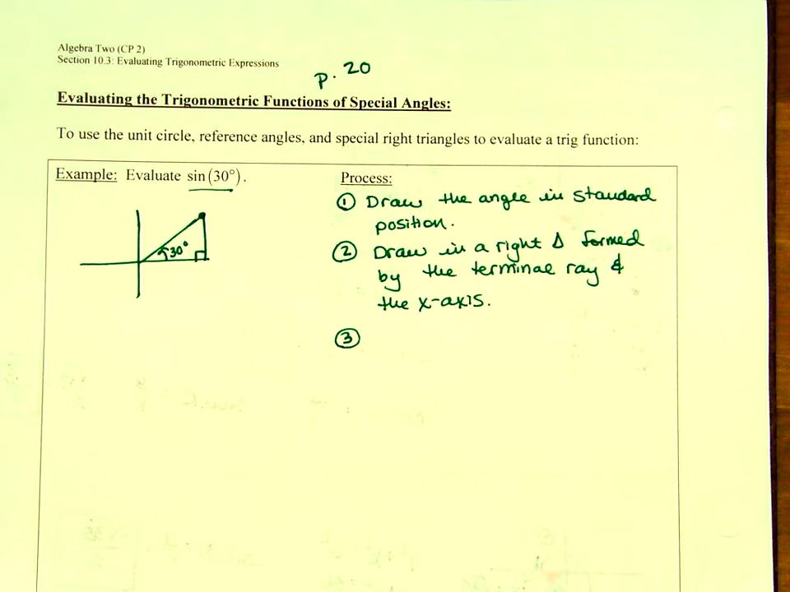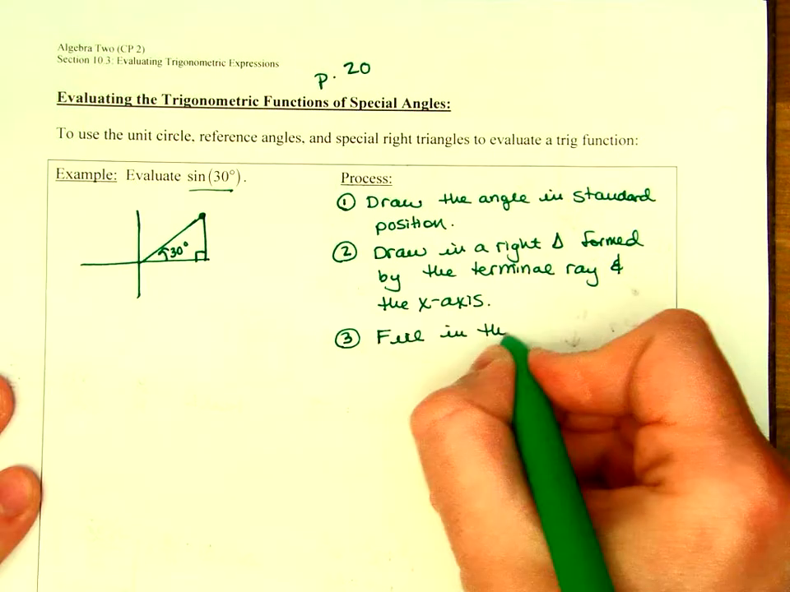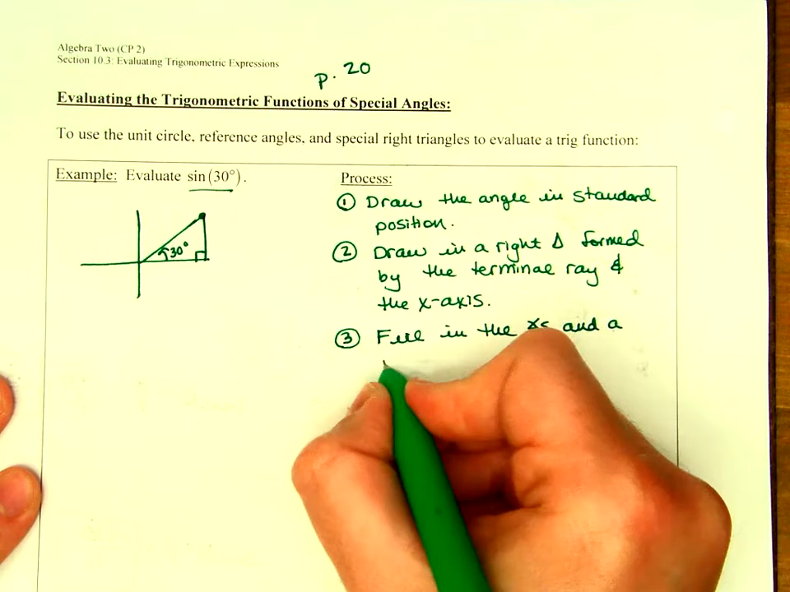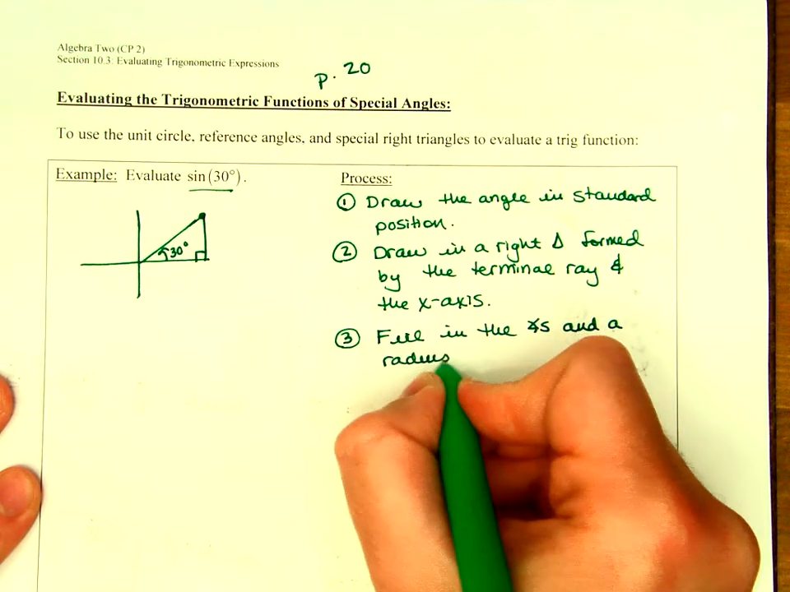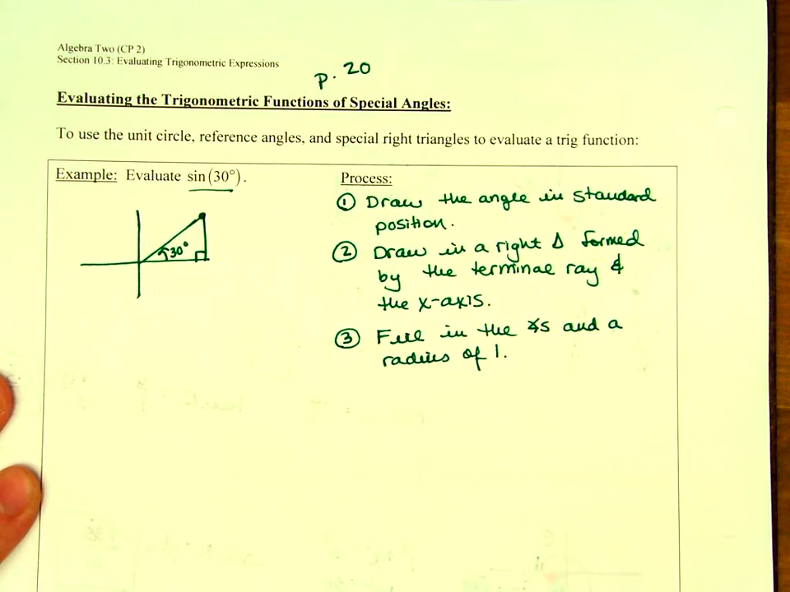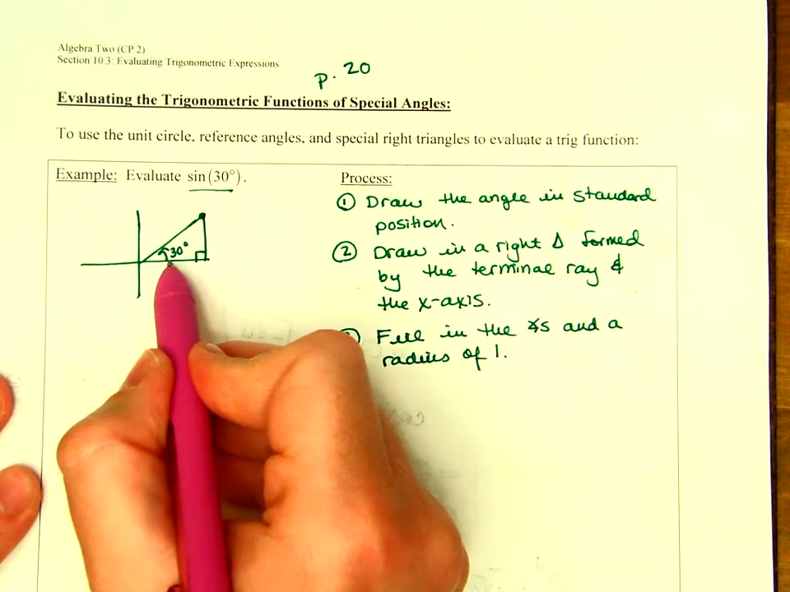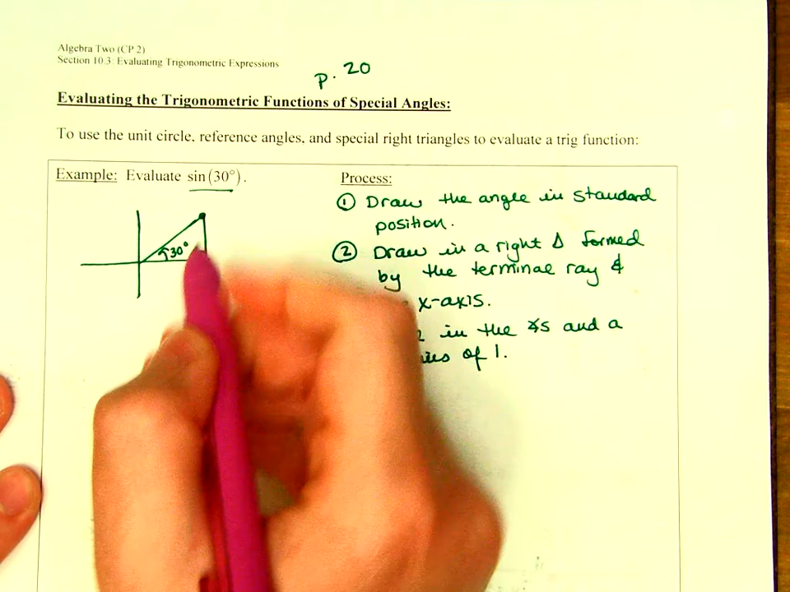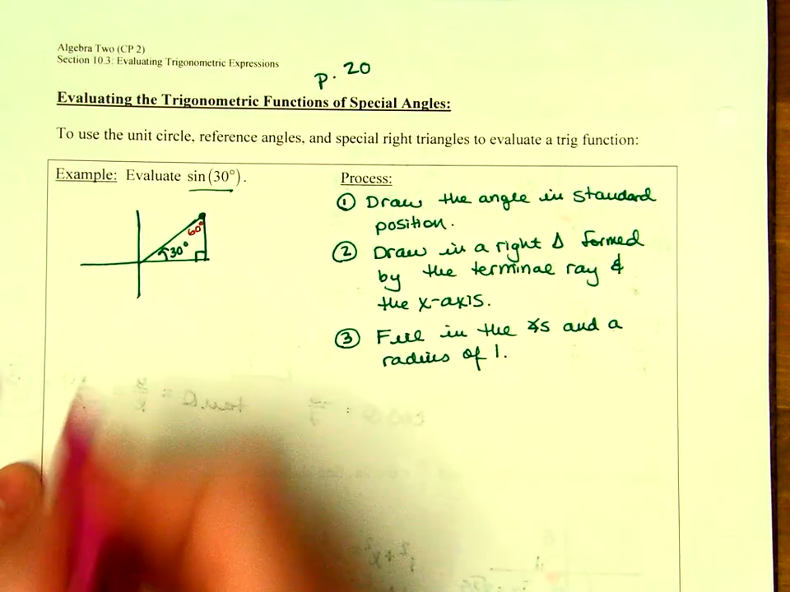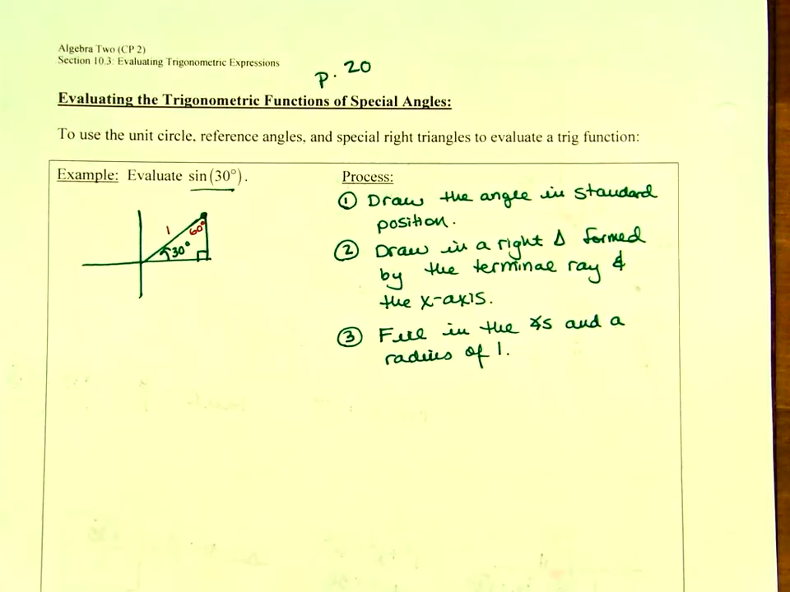Step number 3, I'm going to fill in the angles and a radius of 1. If this is 30, that's 90. I know this angle up there is 60. No, it's not a coincidence that I've got a 30, 60, 90 right triangle over here. And I know that what's across from the radius is 1.